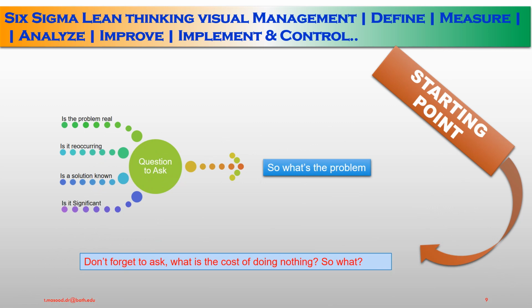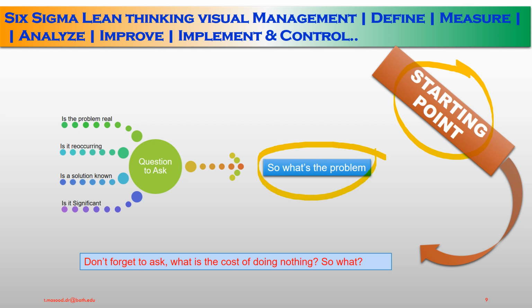Now, the starting point. What is the starting point? First, what is the problem? We need to ask a few questions. Number one, is the problem real, genuine? Number two, is this problem reoccurring or repeating? Number three, is a solution known or available? Does it have a significant impact on system improvement? Number four, don't forget to ask another question: what is the cost of doing nothing? What do you want to do in order to deliver the results or to improve the business?